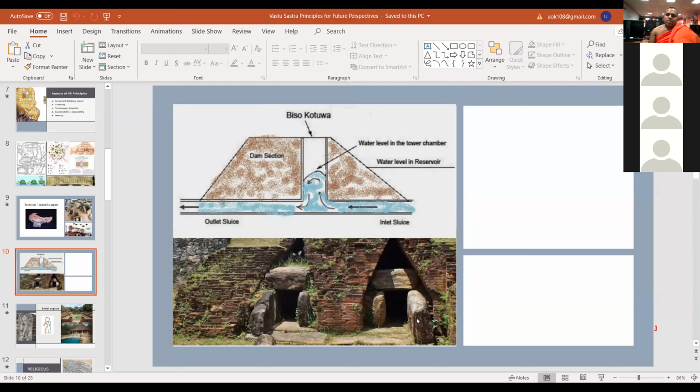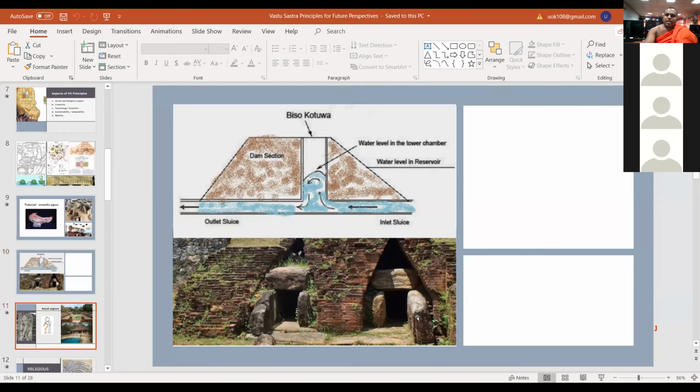Why? Sometimes you may think that they did not know how to develop the technology to the next level. That is not the idea. When we consider the first Biso Kotuwa, they knew and practiced 100% perfect technology to plan and establish it. So that is the thing. That is why there was no need to change the last Biso Kotuwa compared to the first Biso Kotuwa in Sri Lankan history.